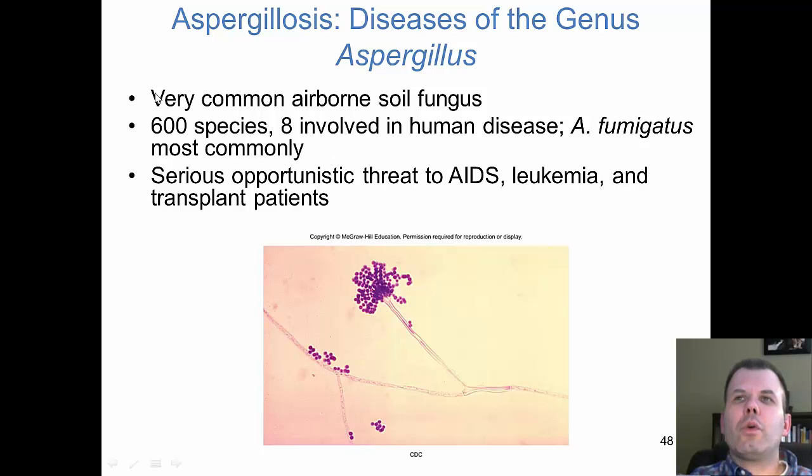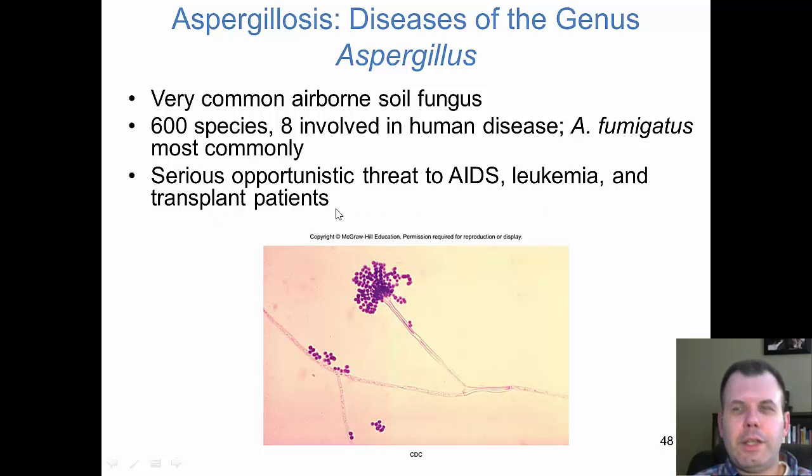Okay. Another one is Aspergillosis, which is the disease of the genus Aspergillus. It's a very common airborne soil fungus, typically found in the soil. Again, it causes a lot of molds and mildews. A lot of molds and mildews that grow in our bathrooms are actually Aspergillus. There are about 600 species and about 8 are involved in human disease. Aspergillus fumigatus is the most common and a serious opportunistic threat to AIDS, leukemia, and transplant patients.